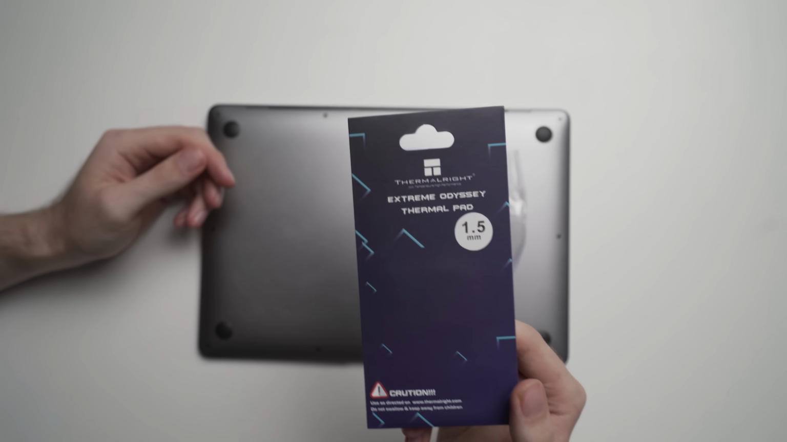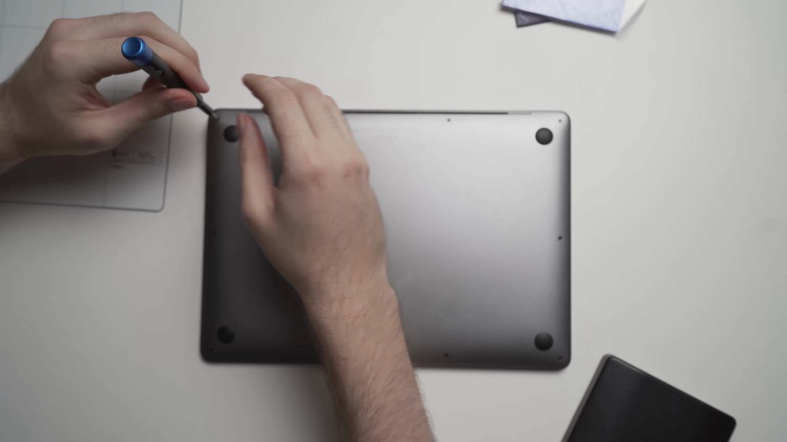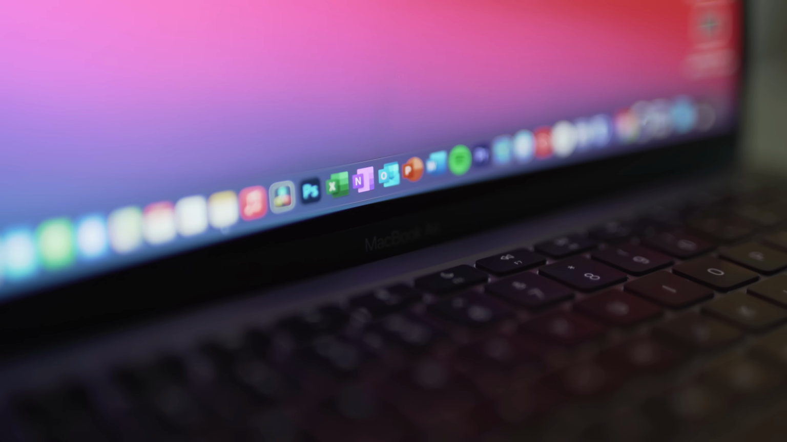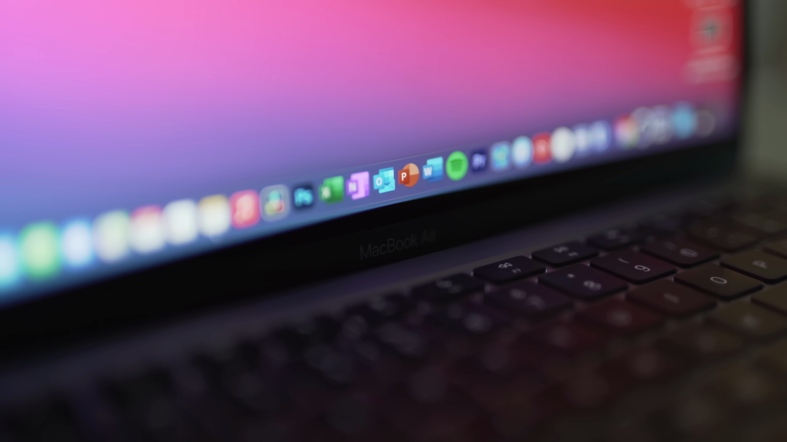might void your warranty or even be unsafe. Apple didn't intend the MacBook to be designed this way, so proceed with caution. First things first, we have to establish a good baseline by doing some tests and benchmarks.